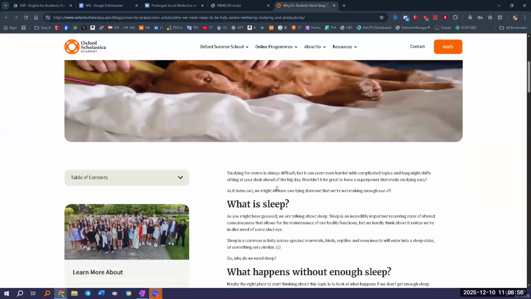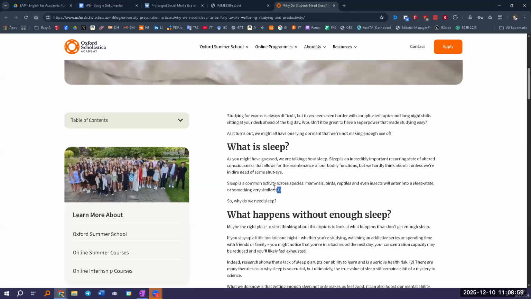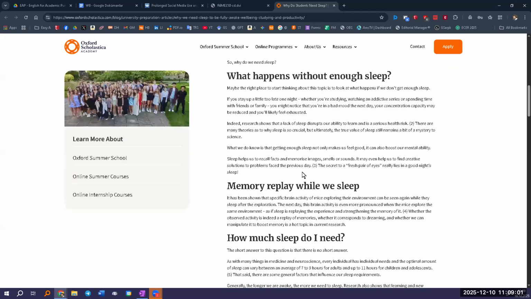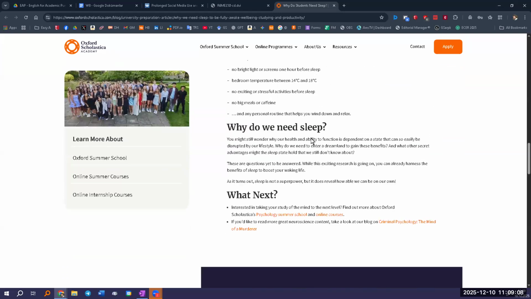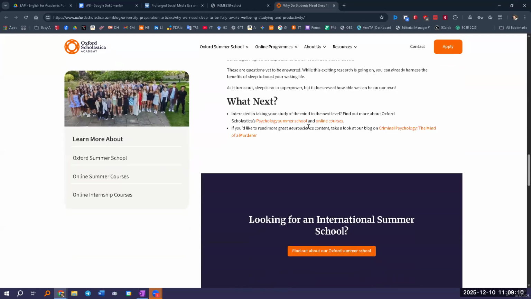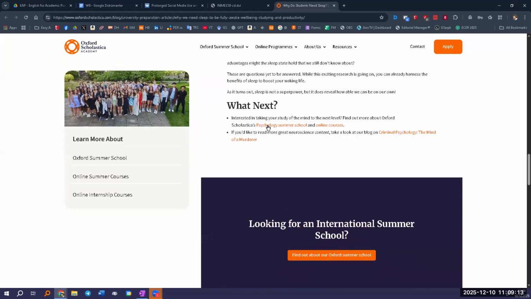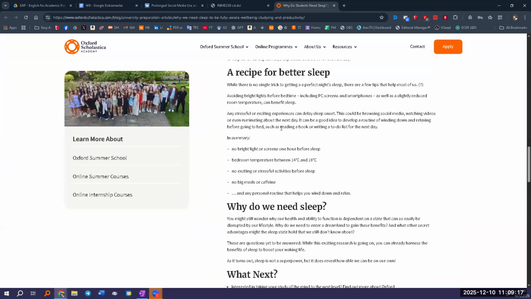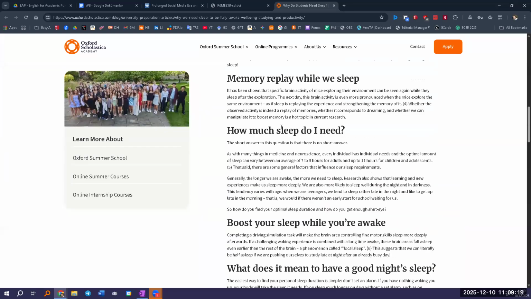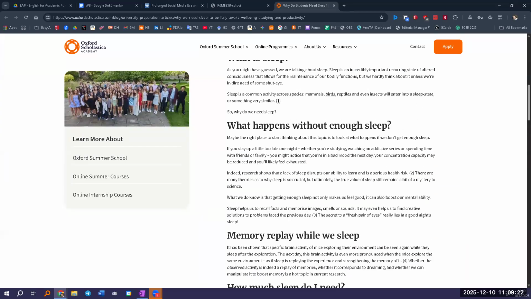There are some references here. So it's not an academic article, but it's coming from Oxford Scholastica Academy, kind of a website post. However, can we see the references? Where are the references? So it lacks references, even though there are the numbers one, two, three. Those should refer to the references, but I couldn't find them.